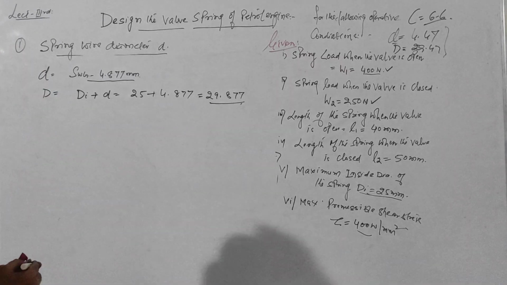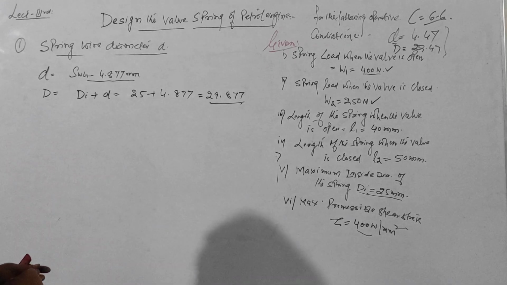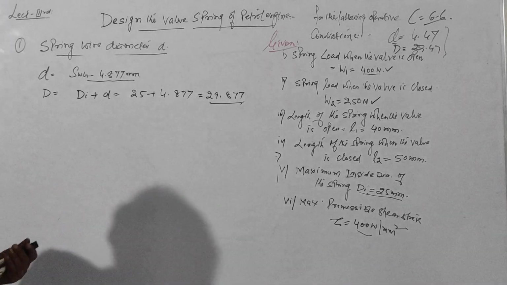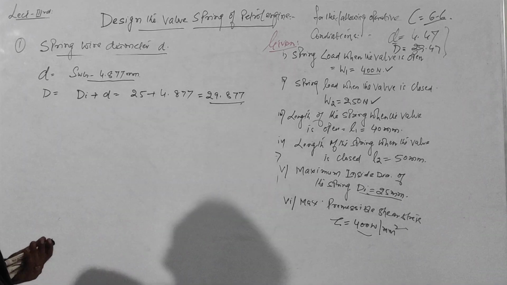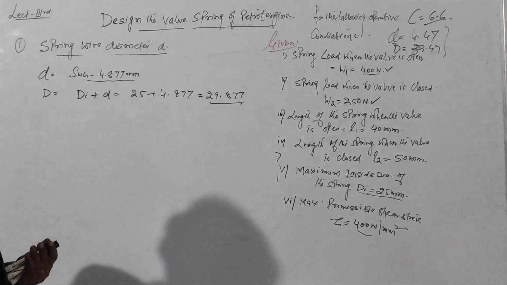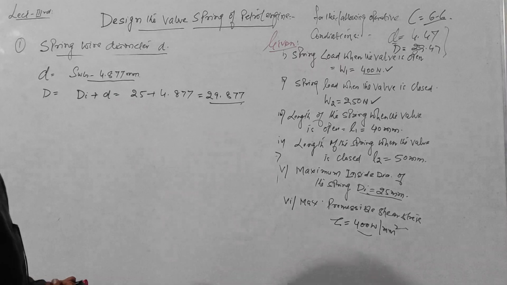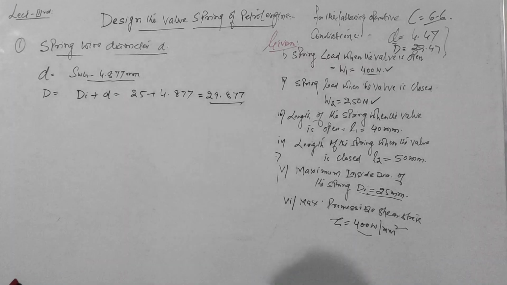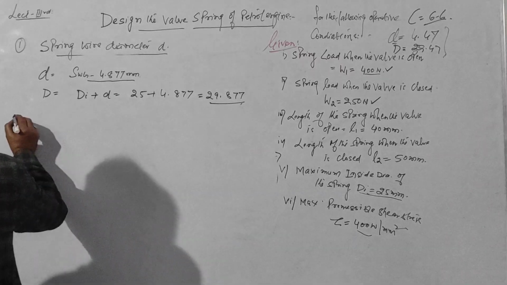Understand this? The mean diameter ये आ गया। अब हमारा next step क्या है? What is our next step? Next step is to calculate the number of turns, right? So next step हमारा क्या है? To calculate the number of turns.